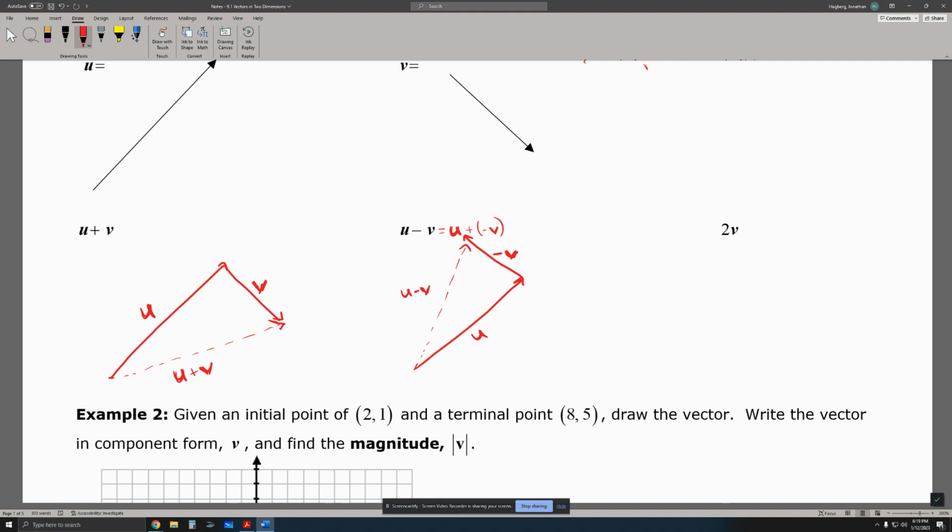Now this last one here is saying 2v. We're taking v and multiplying it by 2. This 2 out in front is what we would call a scalar. Scalars only have magnitude. They do not have direction. So if I were to just say the number 2, 2 is simply a scalar. So scalars just have magnitude.